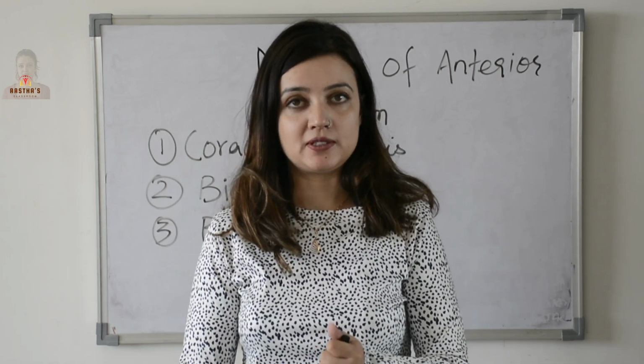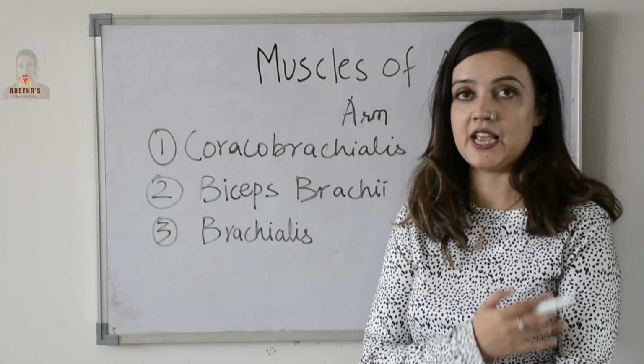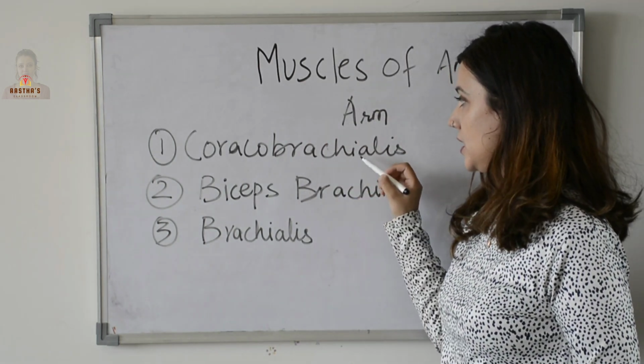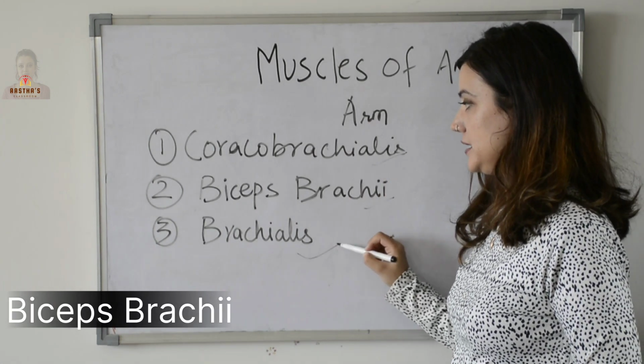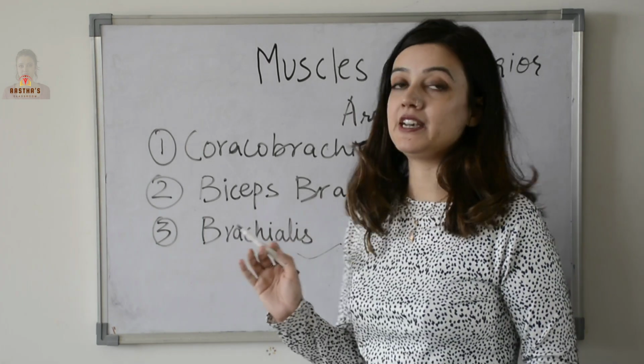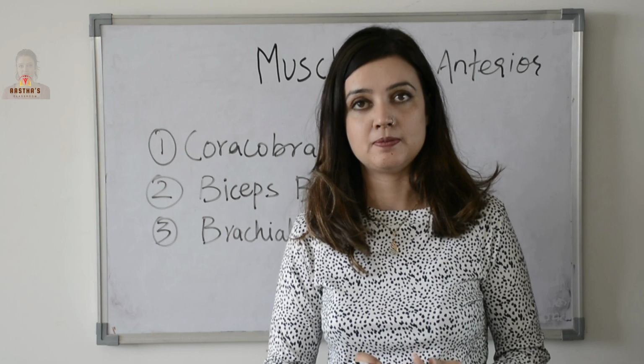So let's see what are the muscles of anterior arm. There are altogether three muscles in the anterior part of our arm, and those are coracobrachialis, biceps brachii and brachialis. So today we will learn in depth about the origin, insertion, action and nerve supply of these muscles.